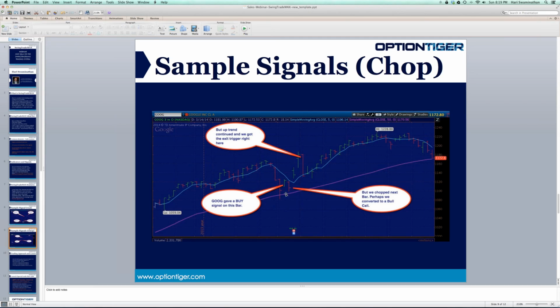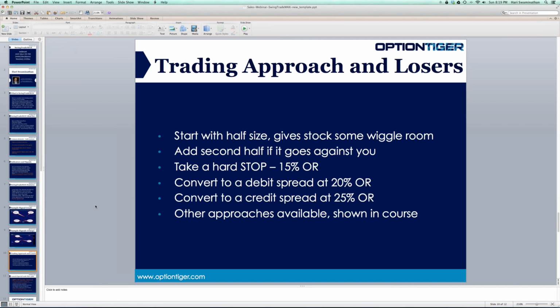And then, once it does make the move, you're going to have a better chance to exit, and perhaps a quicker chance to exit. And so you would add the second half if it goes against you. Now, in terms of if things don't turn around, if the trade is looking like it's going to be a loser, what are the things you can do?